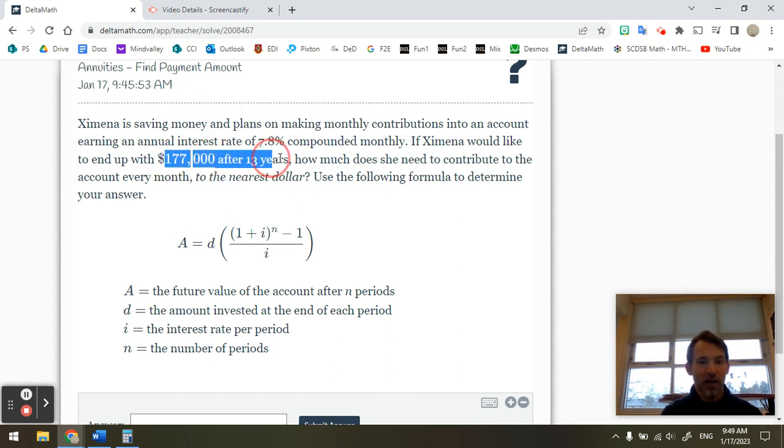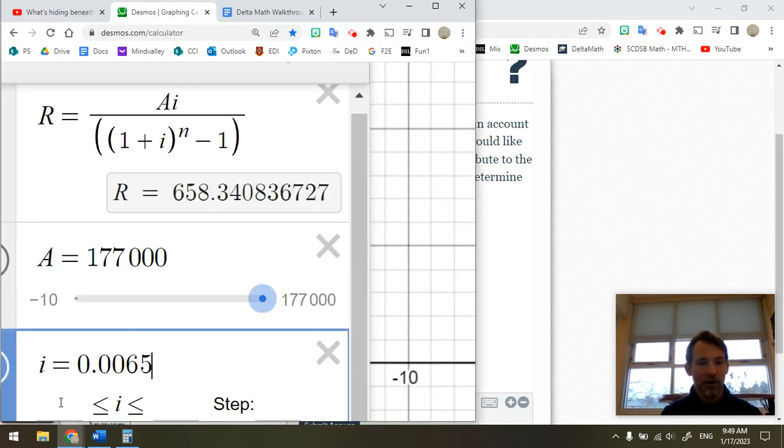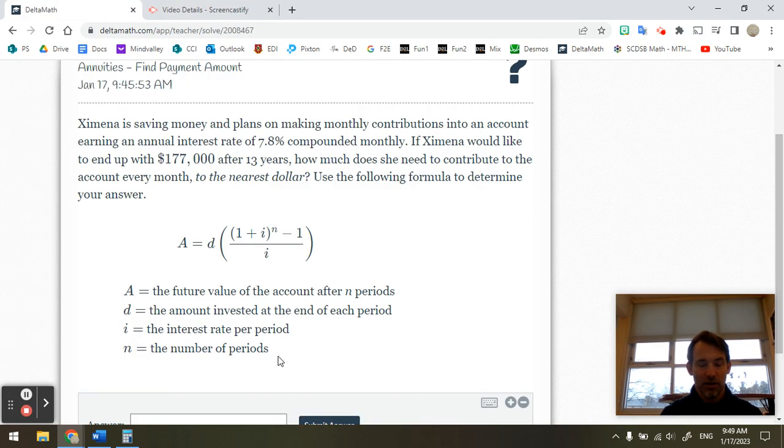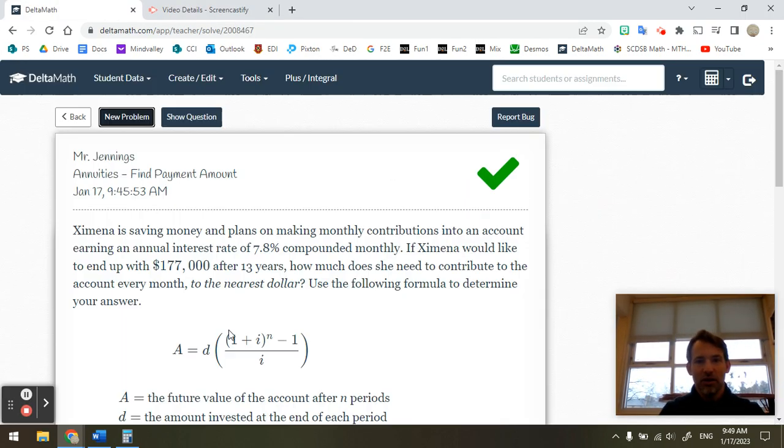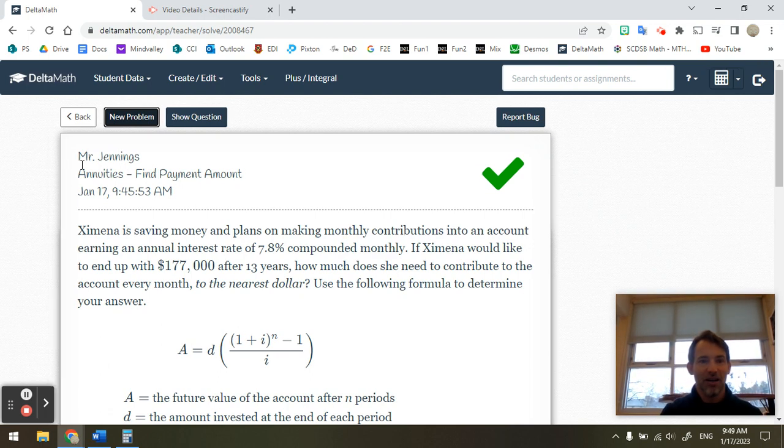And if you think about it, if you're contributing a little bit more than half of $1,000 every month, and you've got a halfway decent interest rate, it's pretty good. You're going to get somewhere with your money. So that is the answer. 658. Copy it in. Enter. Hooray!